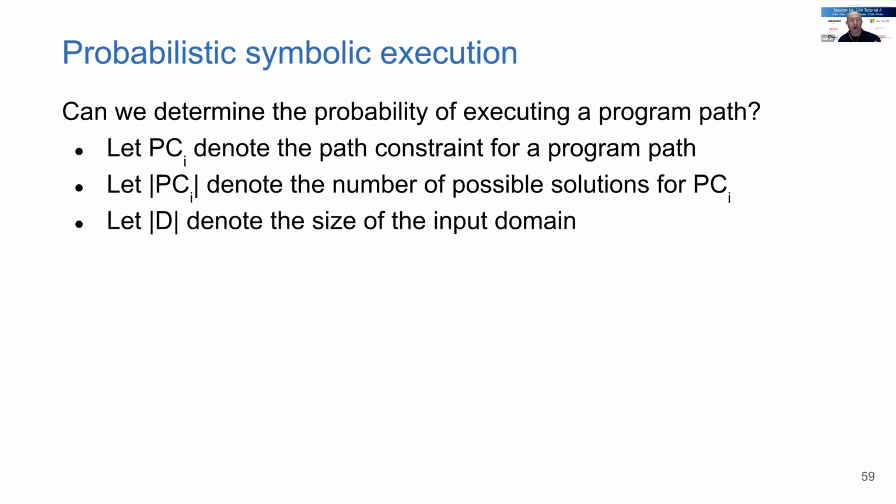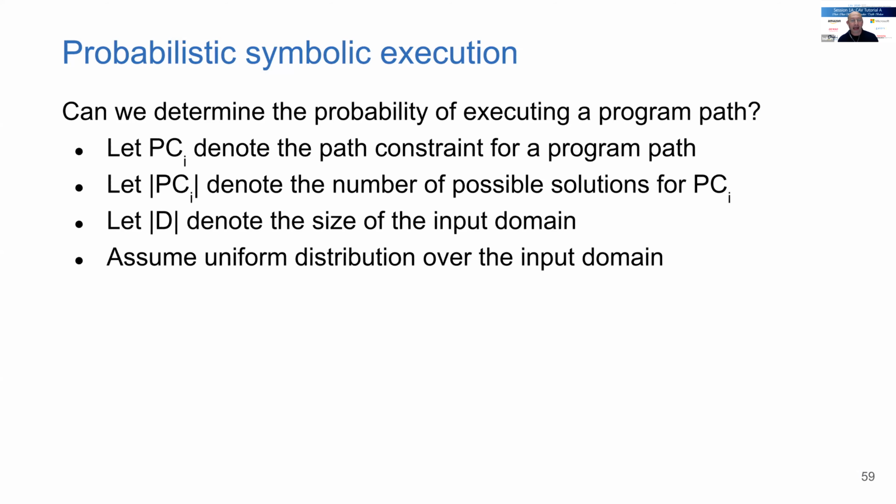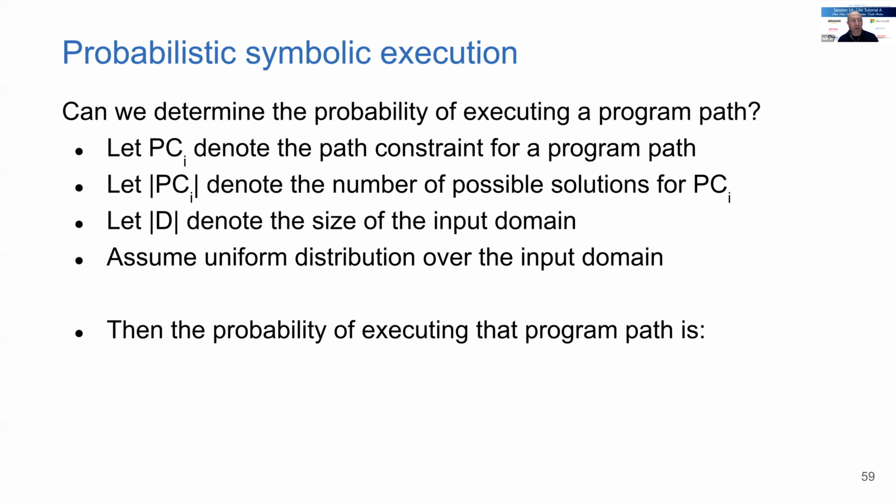Now, what is the probability of executing a path if we assume uniform distribution over the input domain? That's what I'm going to assume, uniform distribution. It can be generalized, but in this presentation I'll focus on uniform distribution. The probability of executing that program path is this, right? You count the number of solutions, the number of inputs that satisfy the path condition, and you divide that by the domain size. You get the probability of executing that program path. So that's what we can do. This is where we are going to get into model counting, which I'll talk about after this section.